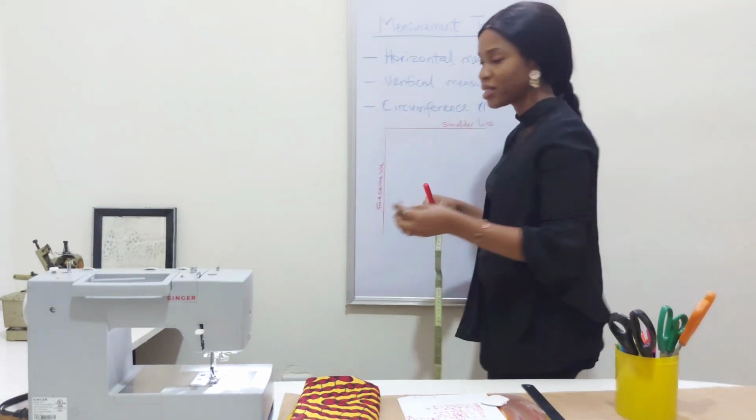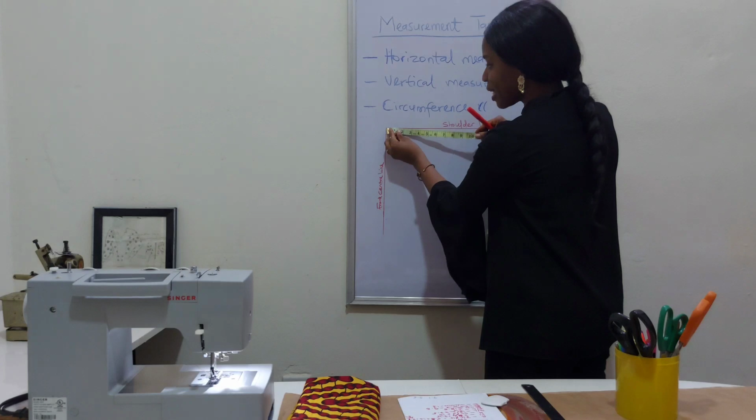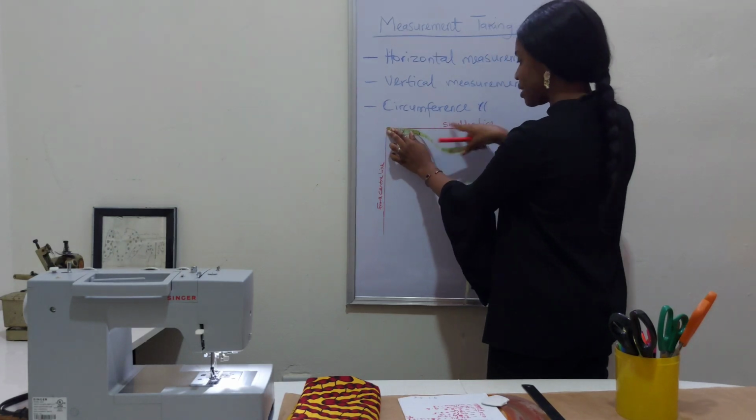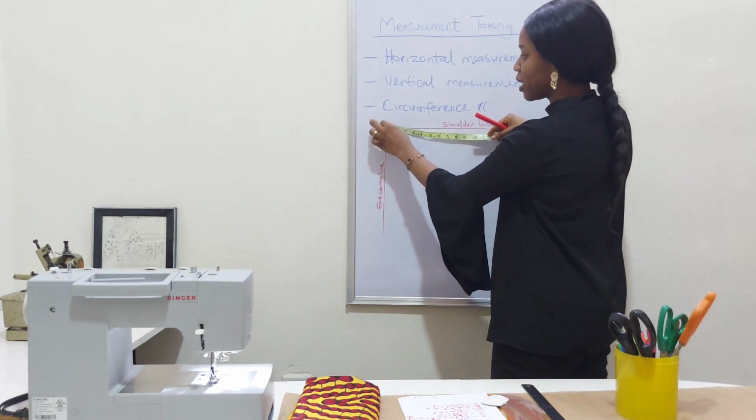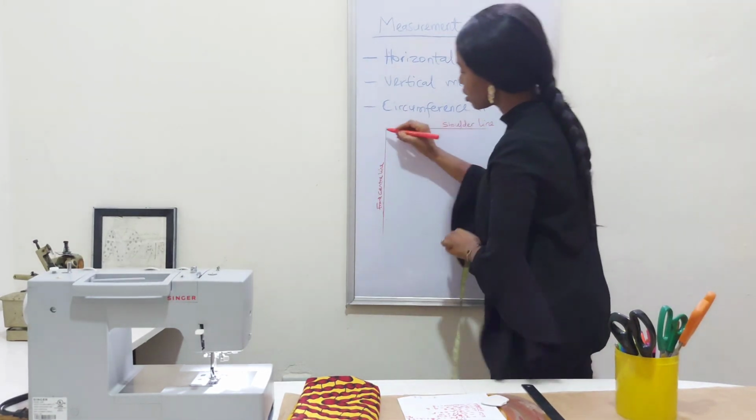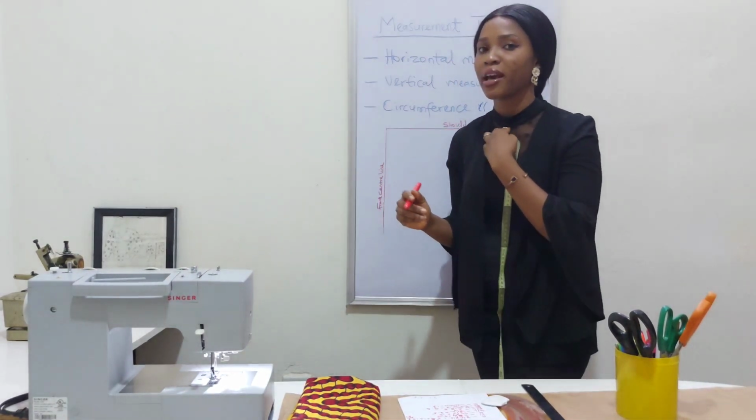Where am I going to place my tape? I would place my tape right at the beginning of the shoulder line. Remember, this is the shoulder line. I'm going to, like this. So it looks like this point here, you see this point here, is this point here.